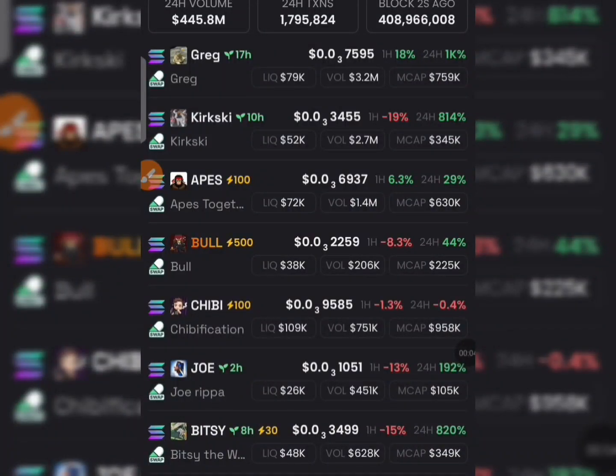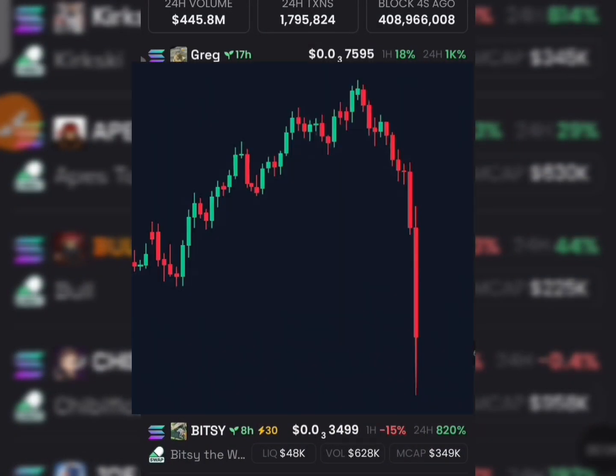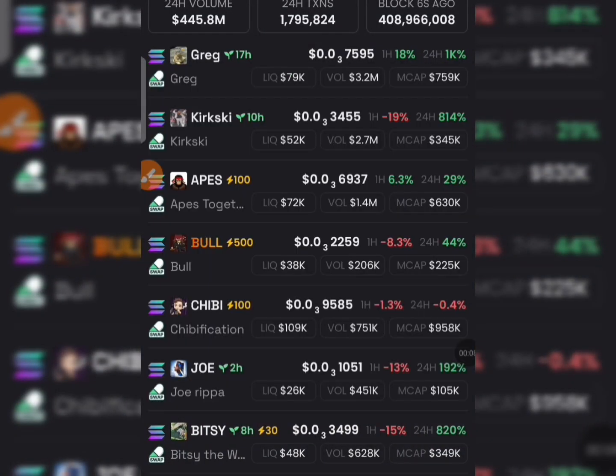If you are a victim, anytime you buy a coin, it's a dump or it automatically rugs immediately, that means you are making this mistake. In this video, I'm going to show you exactly the things to check before buying any coin using Dexscreener, and this alone can save you from losing your hard-earned money.